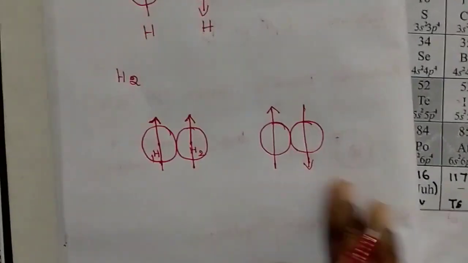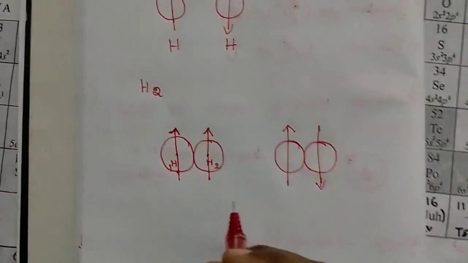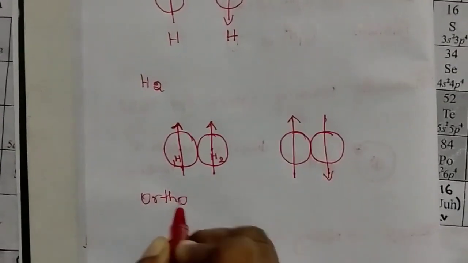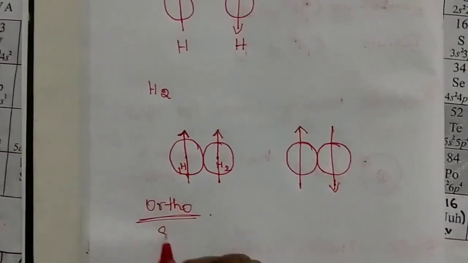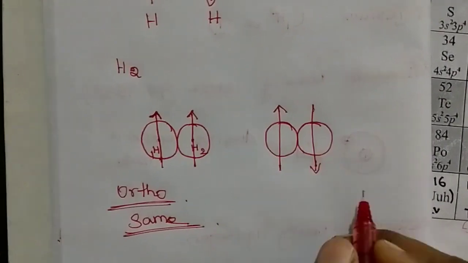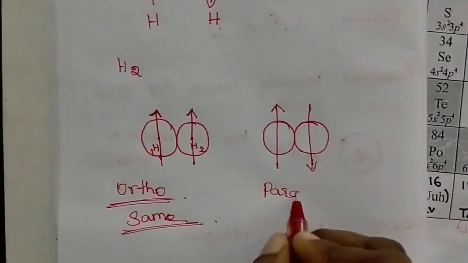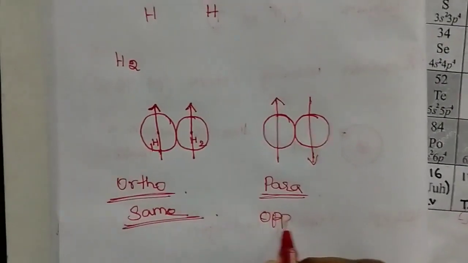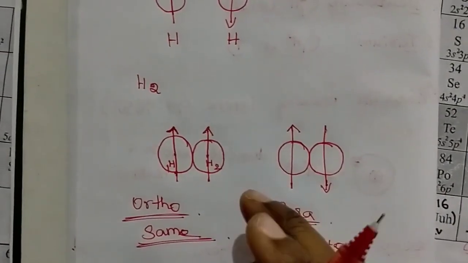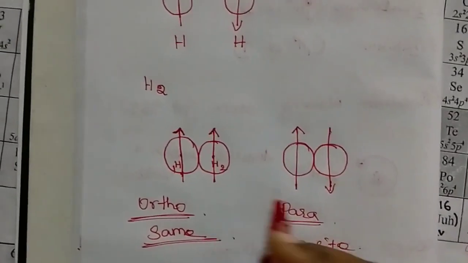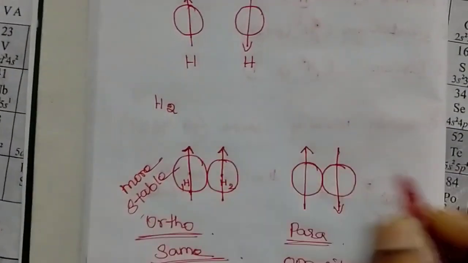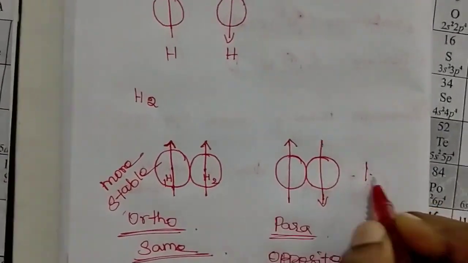So when the nuclei have the same spin direction, it is called orthohydrogen. The same direction of spinning nuclei is orthohydrogen, and the opposite direction is para-hydrogen. Because of the same direction, orthohydrogen is more stable than para-hydrogen. Para-hydrogen is less stable.